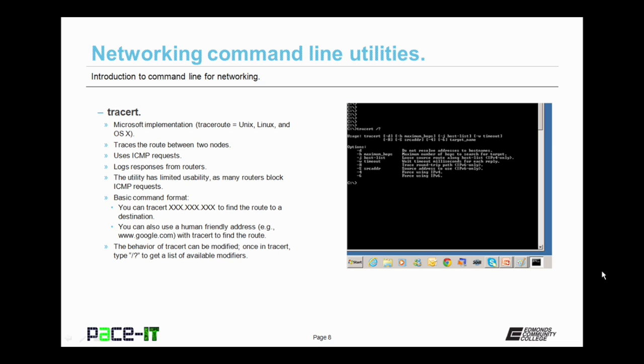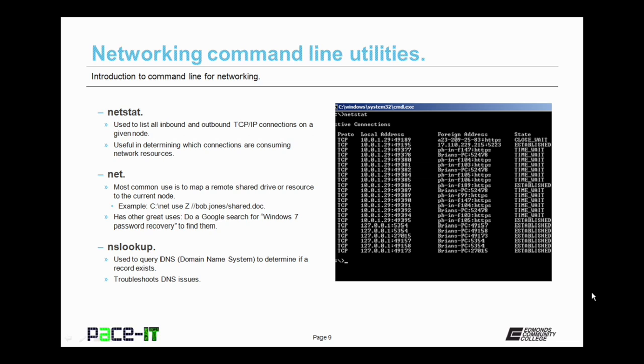Another useful utility for networking is tracert. That's Microsoft's implementation of the traceroute command from Unix/Linux. It will trace the route between two nodes as it goes through routers. It also uses ICMP requests. It logs the response from routers and the end node, but it does have limited usability as many routers block ICMP requests. It uses the same basic format as ping, only of course you begin it with tracert. Its behavior can be modified as well, and you use the /? to determine which modifiers are available.